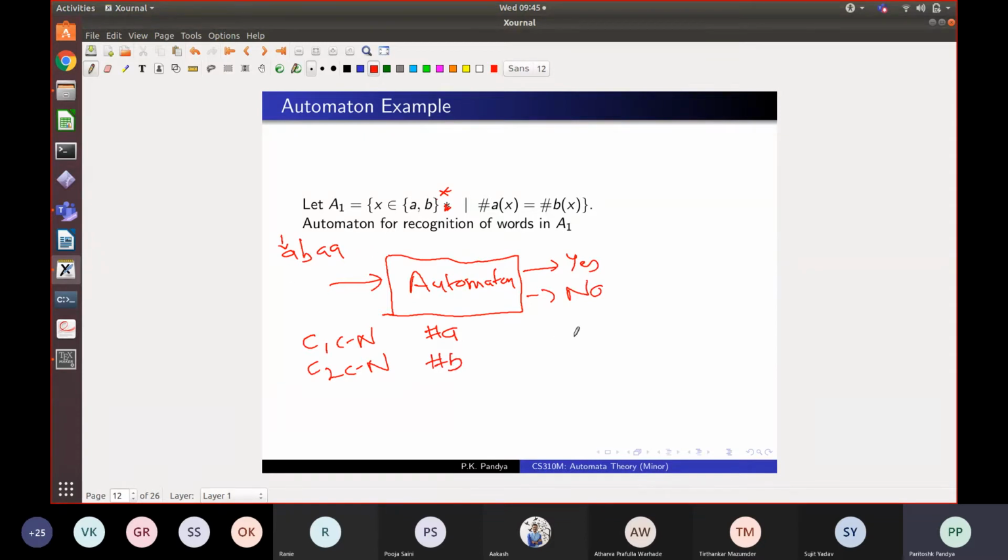And at the end of the string, we check whether the count of C1 is equal to C2. If that is the case, we will answer yes. So at the end, if C1 is equal to C2, then yes, else no. So is the working of this device clear to you? I think it should be.